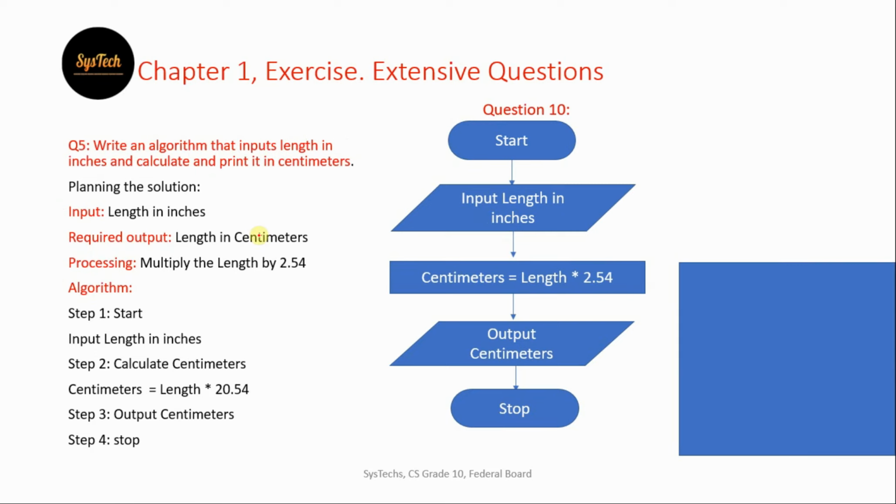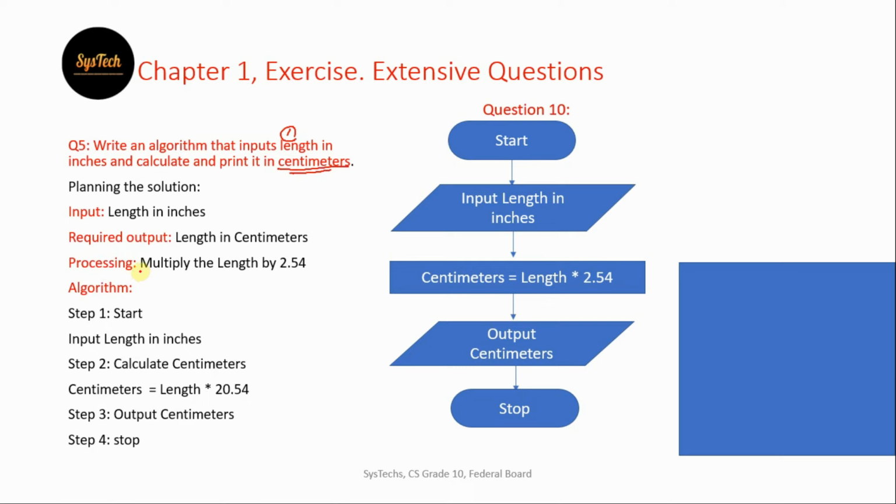Number 5, write an algorithm that inputs length in inches and calculates and prints the centimeters. So read the statement again. Write an algorithm that inputs length. So input number 1, length. Input number 2, there is no other input. So what will be the unit? It will be in inches, and calculate and print the length in centimeters. So this is the output. Let us start. Input, length in inches. Required output, length in centimeters.